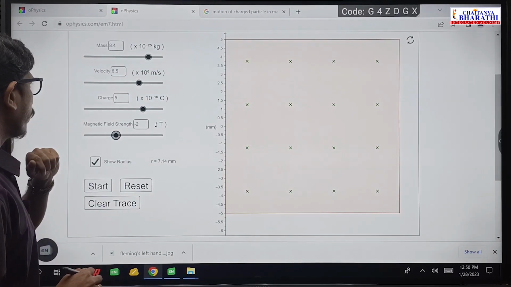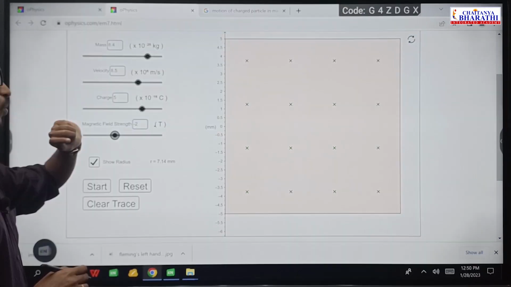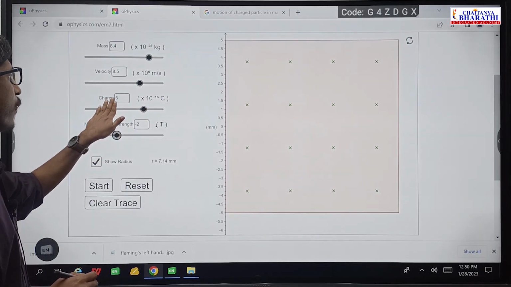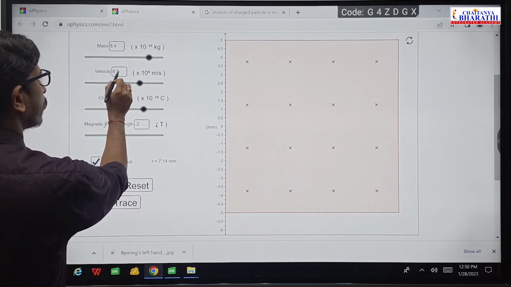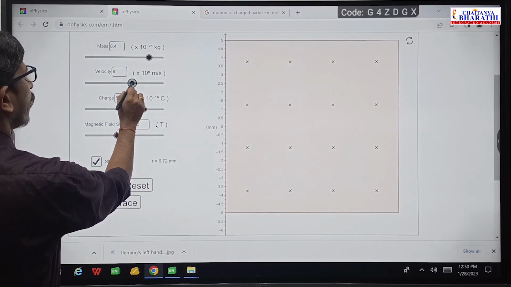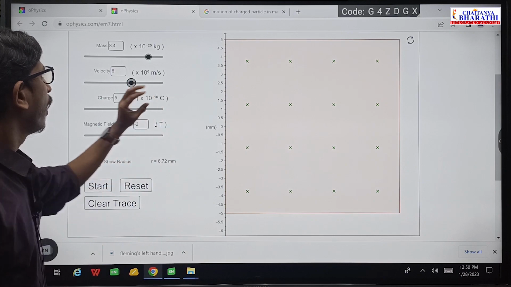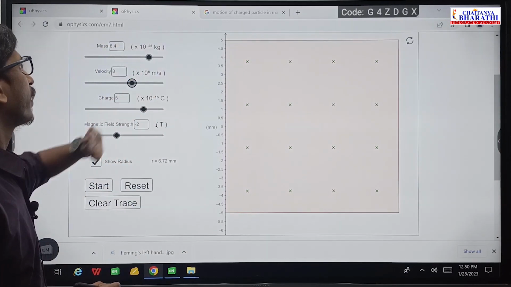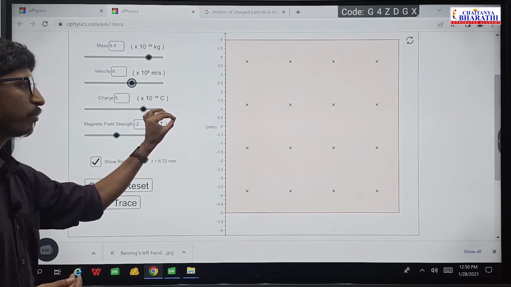Now I take a positive charge of 5 into 10 power minus 16 coulombs, and I am giving the charged particle a speed of 8 into 10 power 6 meter per second. Its mass is 8.4 into 10 power minus 25 kg. So with these parameters, I am taking a charged particle.